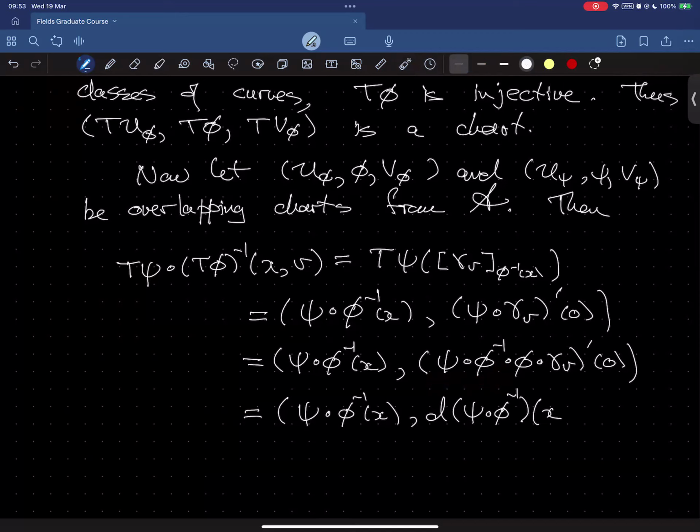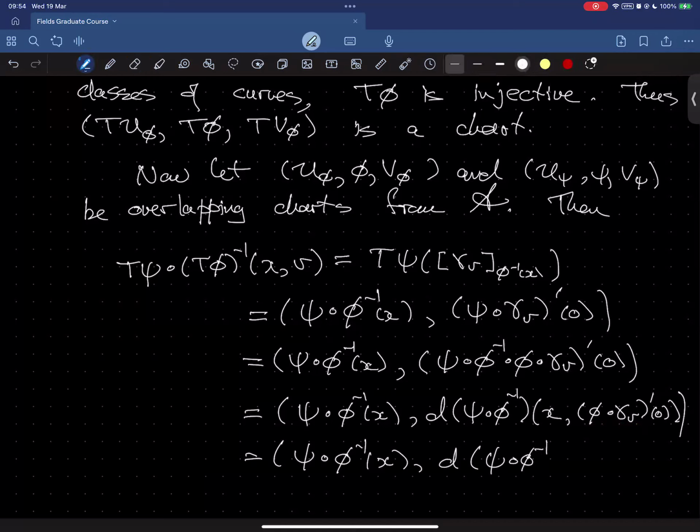So it's like this, acting on phi composed with gamma v prime at 0. That's just applying the chain rule. Then you use the fact, of course, that phi composed with gamma prime is v. So it's psi composed with phi inverse of x, d psi composed with phi inverse of x, applied to v. Good.